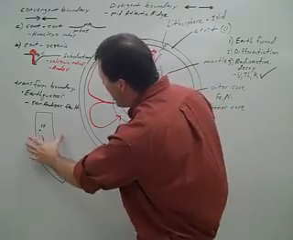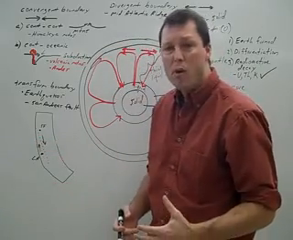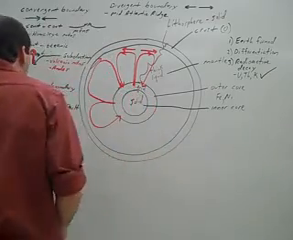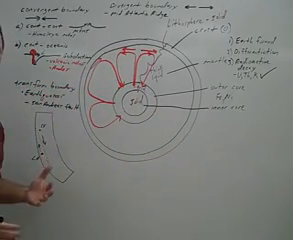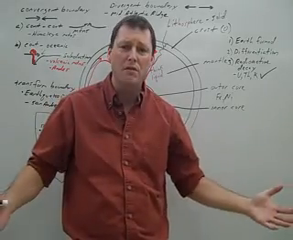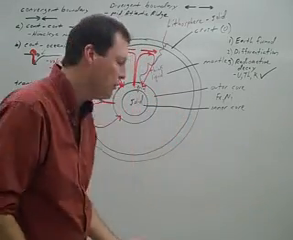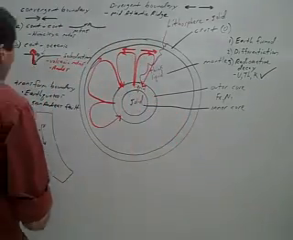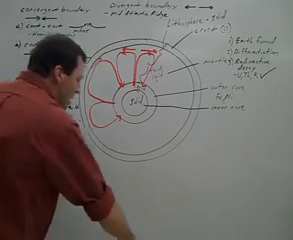Now I want to follow up on that just a little bit more, and I want to talk about earthquakes. Earthquakes are going to produce vibrations. And these vibrations are waves. That's what a wave is. It's a vibration for the most part. And earthquakes are going to produce two types of waves.